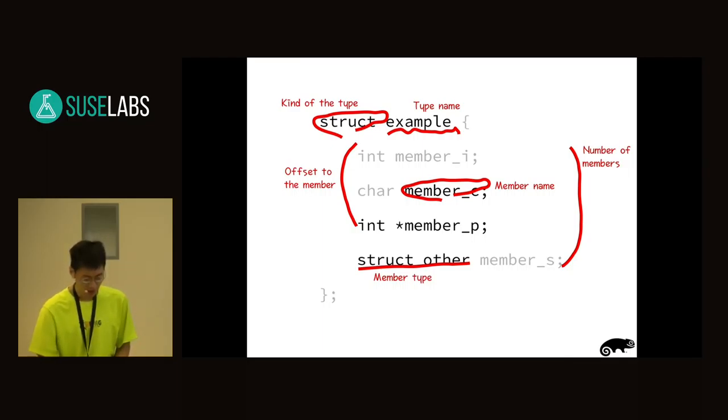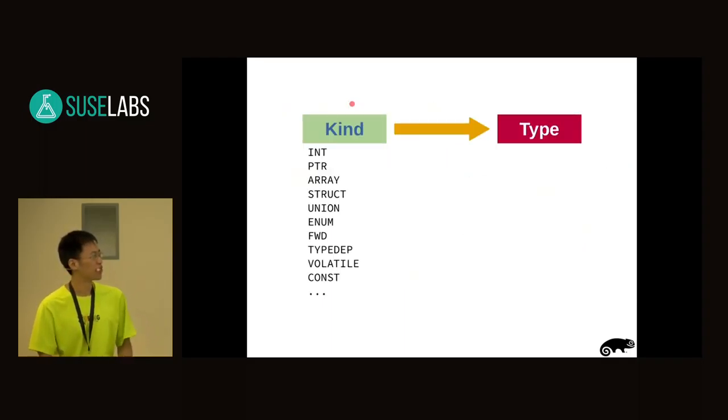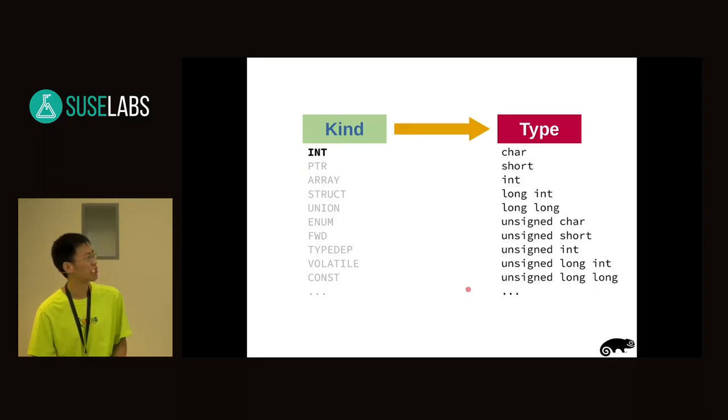Okay, then one basic thing is the kind of type. In BTF, it defines several kinds of types, and you can see here that they are derived from the C language. First you can see int, pointer, array, struct, union, enumerator, and so on. The int kind can derive several different types: char, which you can think of as a one-byte int, short is a two-byte int, int is four bytes, and long is eight bytes.